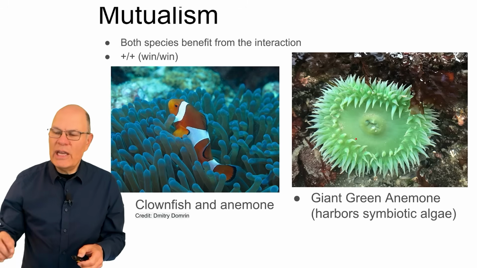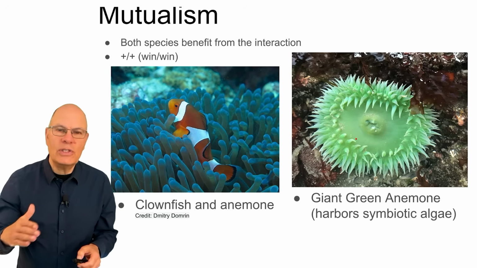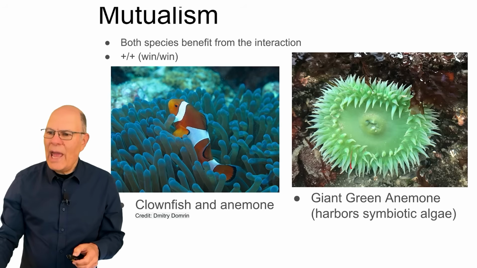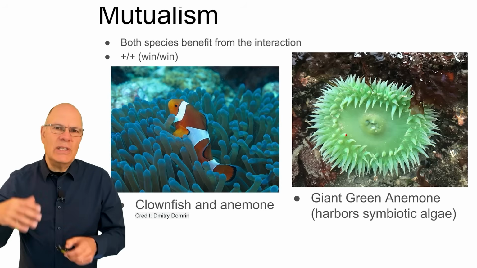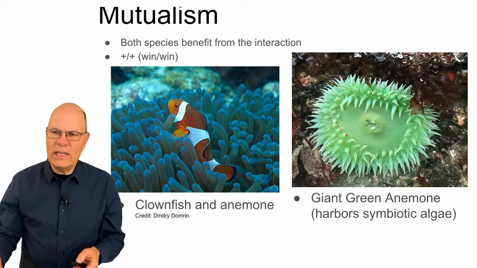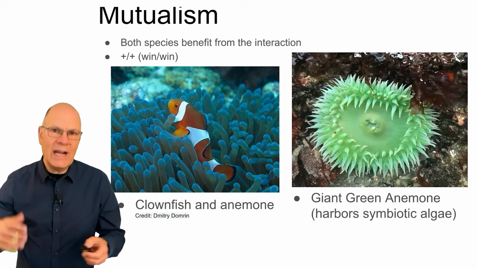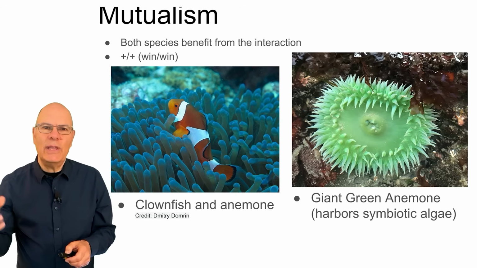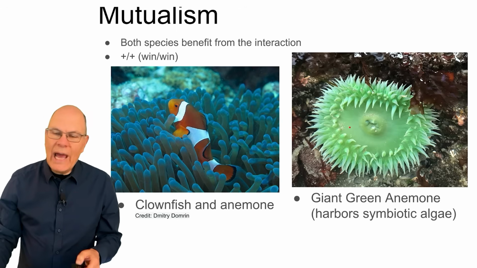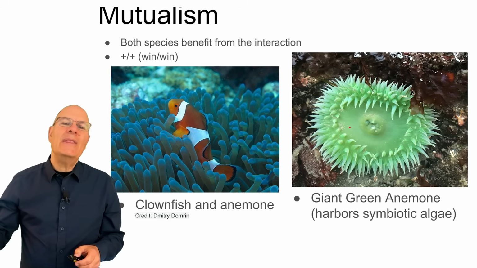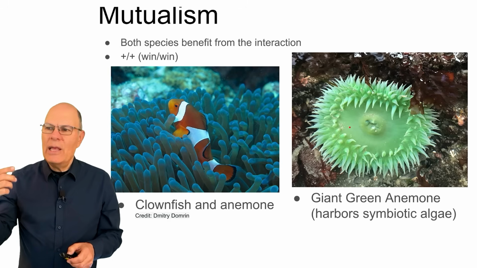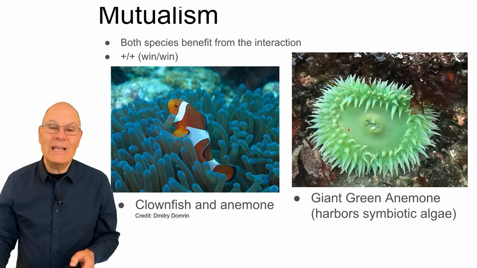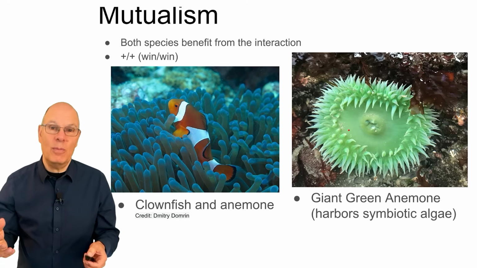This involves the giant green anemone that lives off the coast in the intertidal zone of the northwestern part of the United States. And this anemone, which is in the same clade as jellyfish, has stinging tentacles, just as we saw over here, kind of a predator. It harbors symbiotic algae that live within its tissues. Those algae get a safe place to live, and they produce food that the anemone can digest. So it's a win for the anemone, and it's a win for the algae that the anemone harbors.